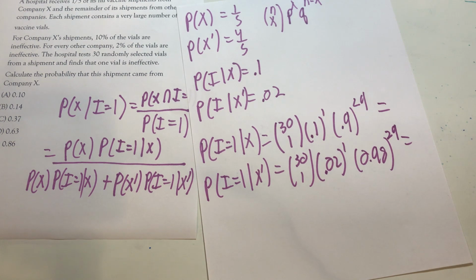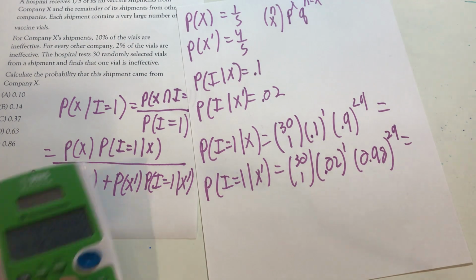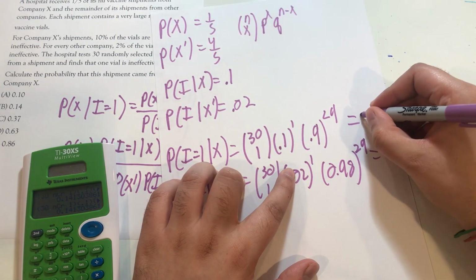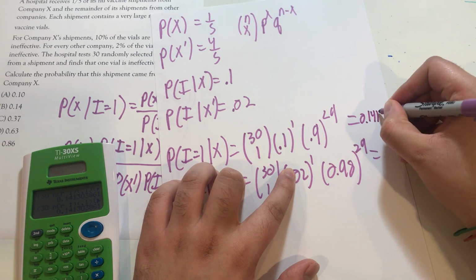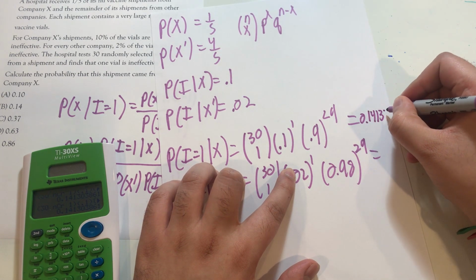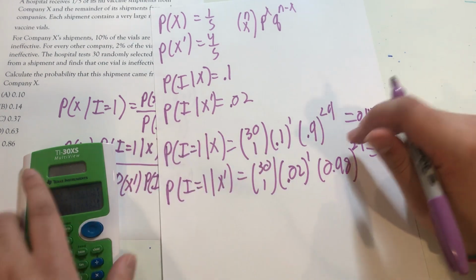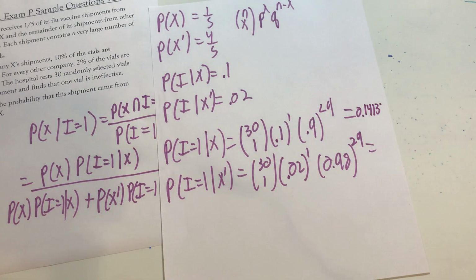All right, so let's see. 0.1 raised to the first power multiplied by 0.9 raised to the 29th. That would get me approximately 0.1413 probability.